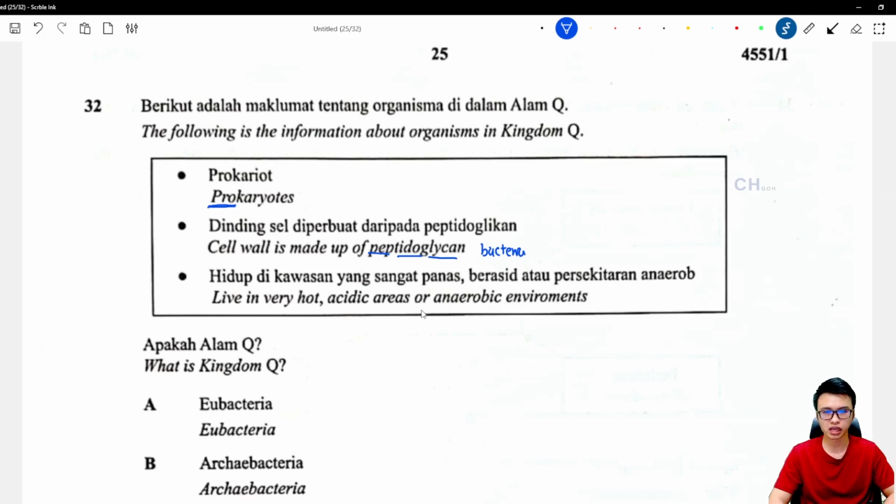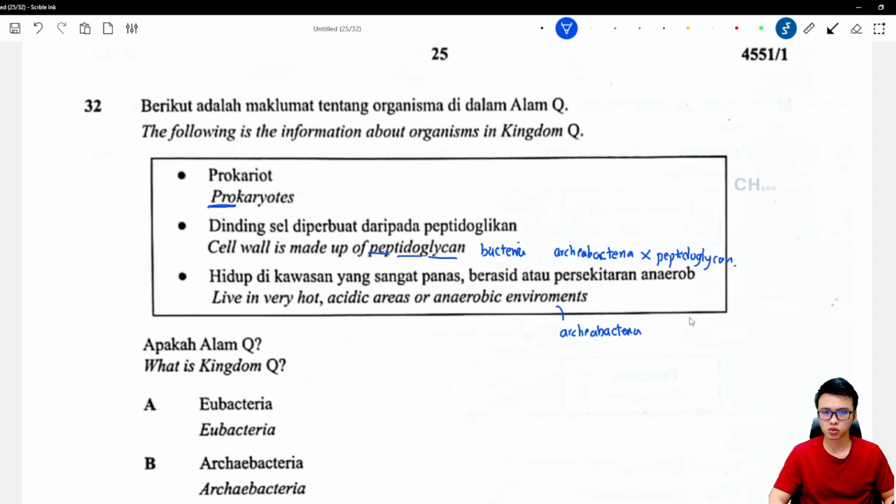Live in very hot, acidic areas and anaerobic environments. Or this one is for archaea bacteria. Okay guys, so for these questions, the cell wall is made up of peptidoglycan. This one is only for bacteria. Remember, archaea bacteria have no peptidoglycan. It has no peptidoglycan. So this is the difference between the bacteria and the archaea bacteria.